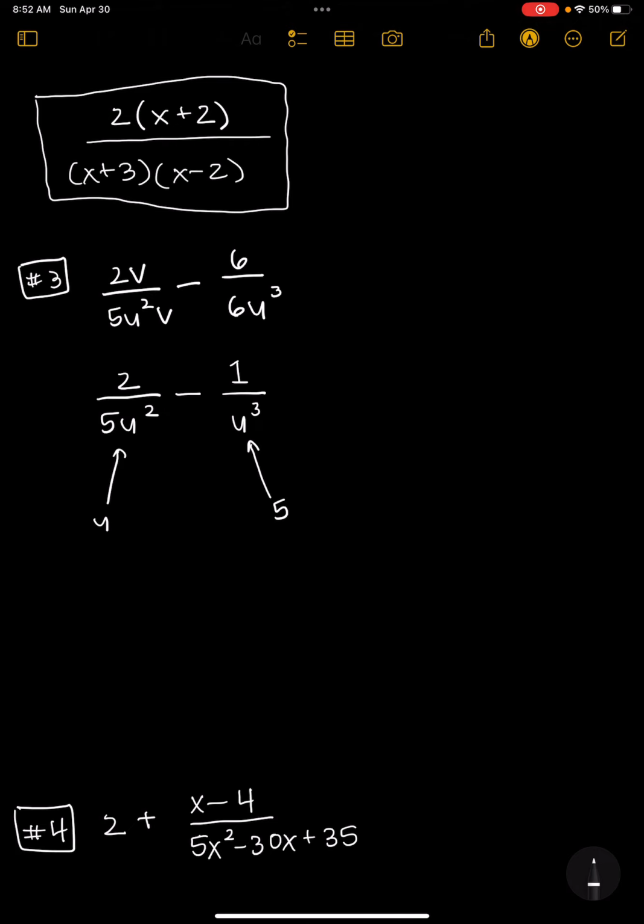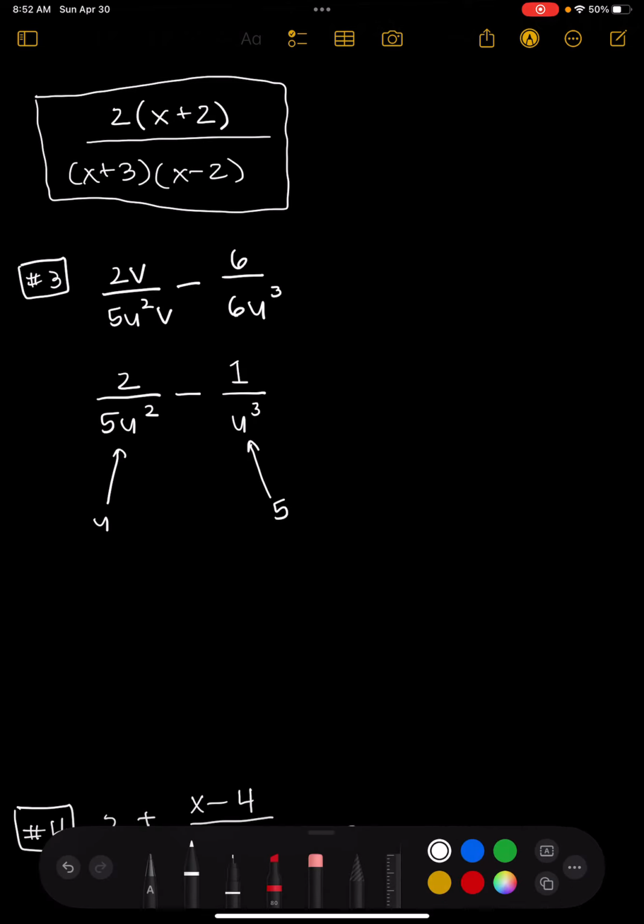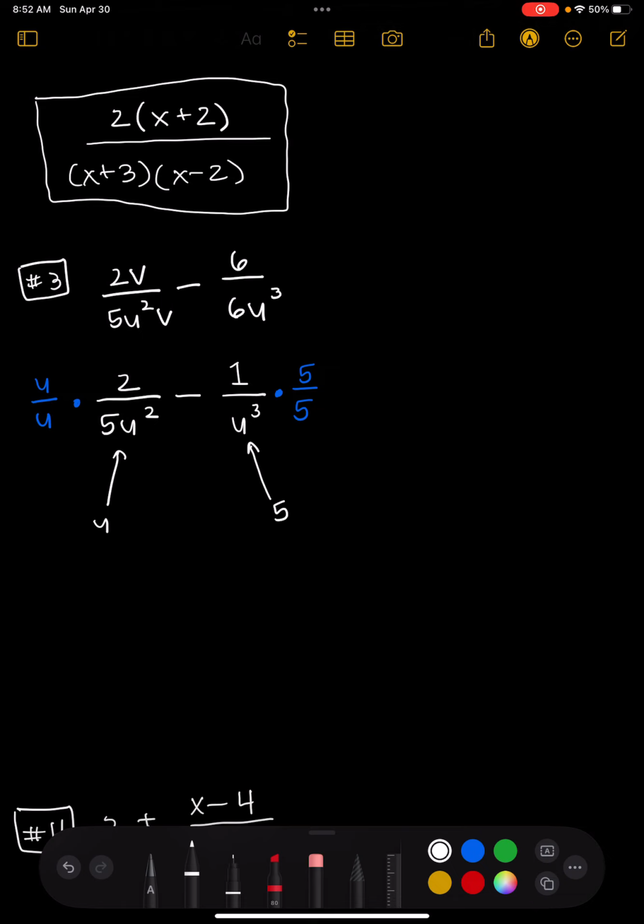What I multiply to the bottom, I have to multiply to the top, which means that I'm going to use a different color just so you can see this, and multiply this fraction by 5 over 5, because again, what I do to the bottom, I have to do to the top. And then I'm going to multiply this fraction by u over u. Okay, so when I do that, let's start with the left fraction. I have u times 2 on the top, which just gives me 2u. And then on the bottom, I'd have 5u squared times u, which gives me that 5u cubed, which is what I was looking for. Then I'm going to minus.